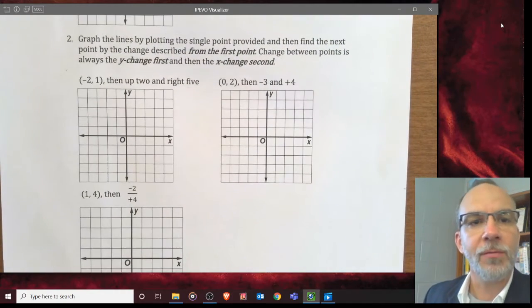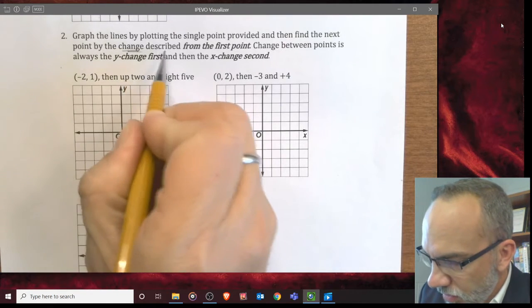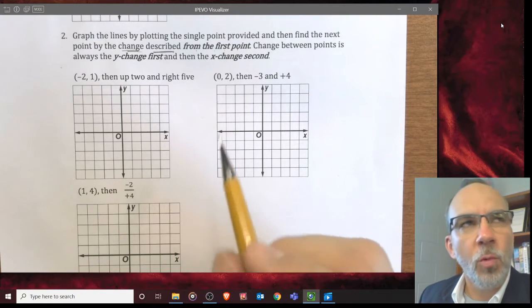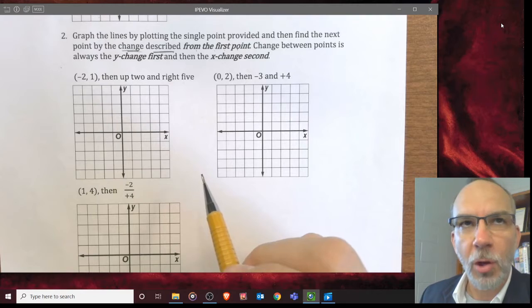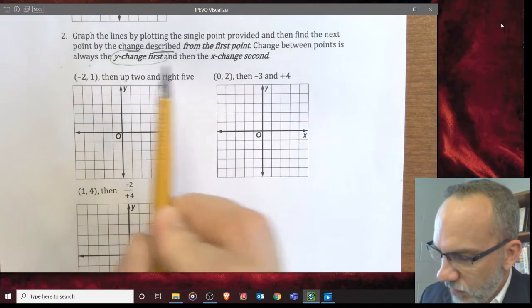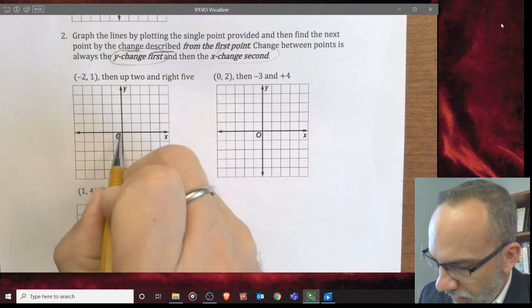Number 2, graph the lines by plotting the single point provided, and then find the next point by the change described from the first point. So I'm going to give you 1 point and then tell you where to go from that. The change between points is always the y change first and then the x change second. Okay, so the point (-2, 1): left 2, up 1.